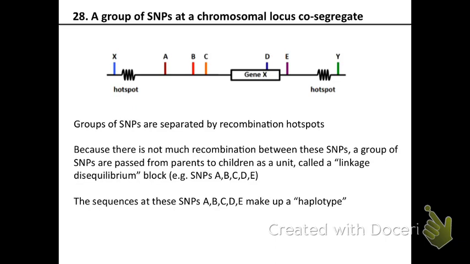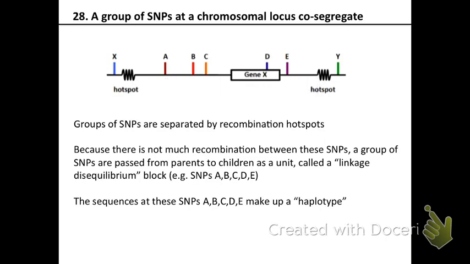Okay, what does that mean? Groups of SNPs that are separated by recombination hotspots segregate together within the genome. What I mean by that is, here's your chromosome. Here's your gene X, and in this region, let's say there are 5 SNP sites, A, B, C, D, and E. And at each of these sites, you have some variation within the population. And here are some other SNPs outside this region, X and Y, outside this hotspot.